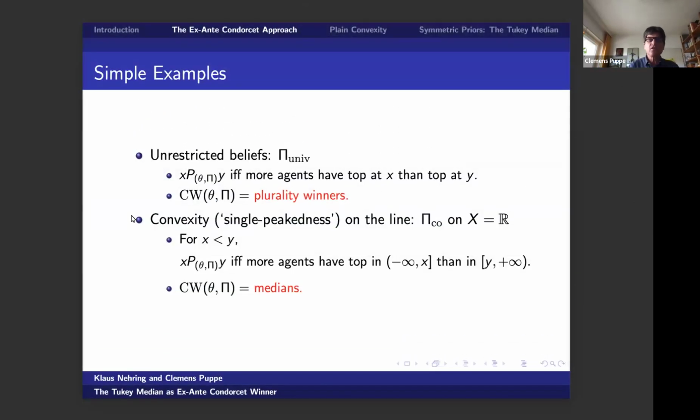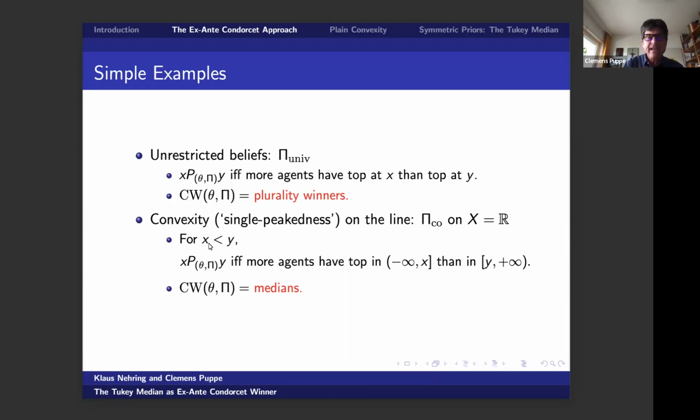And what about convexity in a single dimension? Now, if your space of alternatives is R, let's say, or some compact interval of R, and you know that preferences are convex, this simply means that preferences are single-peaked, okay? Now, if you assume that the evaluator knows the top of each individual and knows that all preferences are single-peaked, but not exactly how they look like, then you still have a solution here, namely the ex ante Condorcet winners are the usual medians.